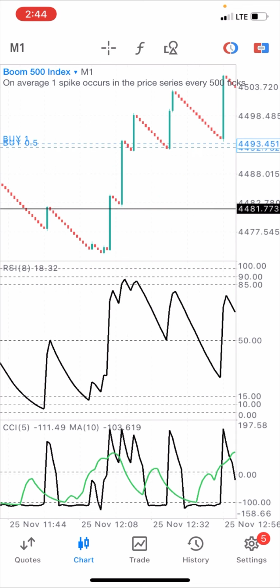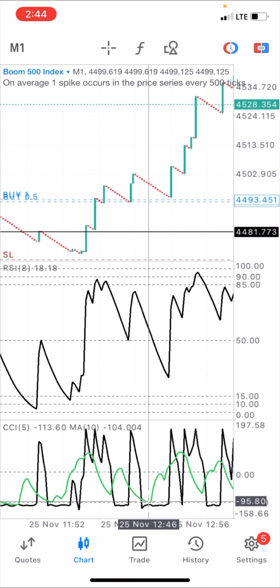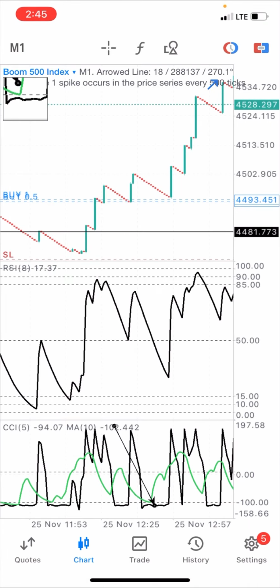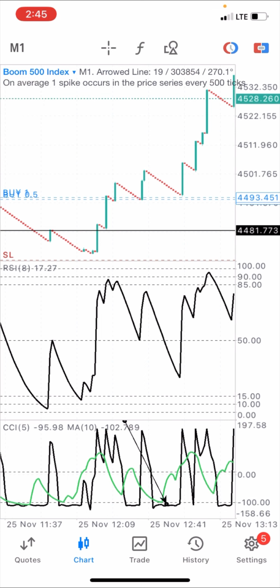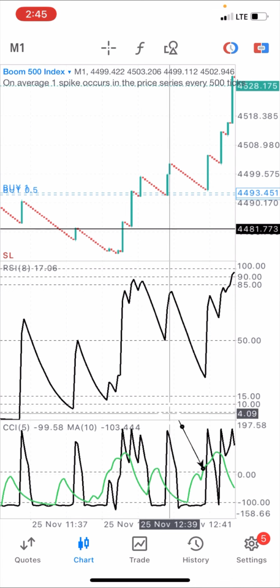You can see that it happens nearly every time whenever price comes to that level. Let me use the arrows. So whenever the green line here, the moving average line, comes deep down to this level, and on the RSI you can see that the black line had crossed level 50, there is usually a spike. Not every time though. There are some times that it might fail.